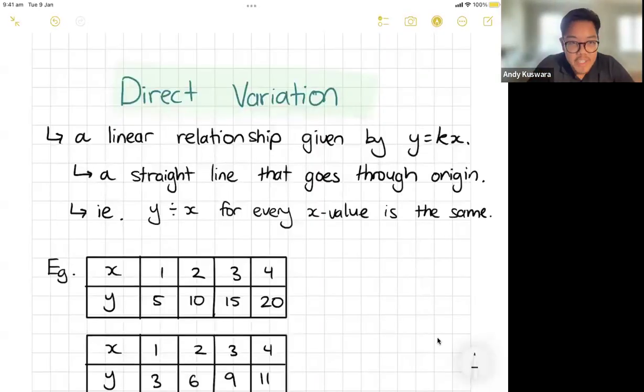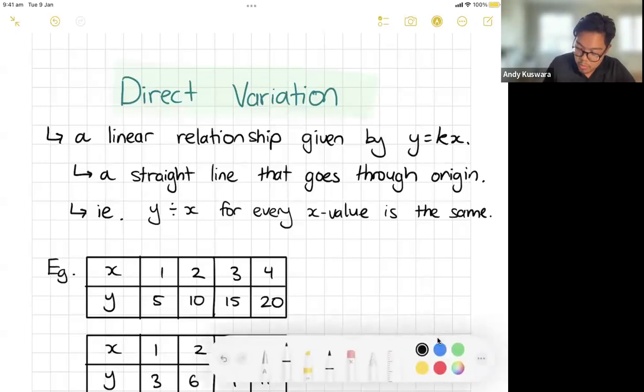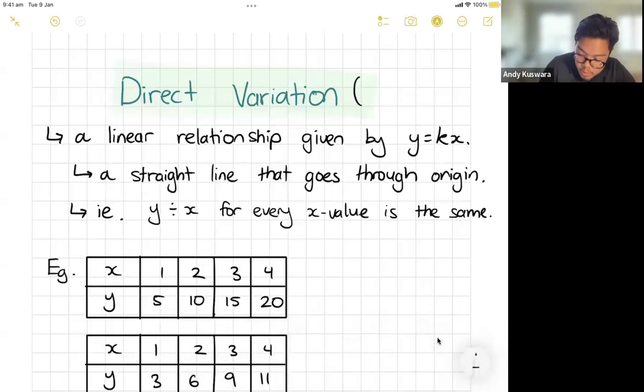Okay, here we go. So we've got some direct variation. What is this? It's a keyword that you need to know whenever you see the words direct variation, or sometimes direct proportion, proportionality. These are the words that we need to prime ourselves with. So when we hear these words, directly variable or directly proportionate, we need to think, oh, it's a linear relationship given by y equals kx.